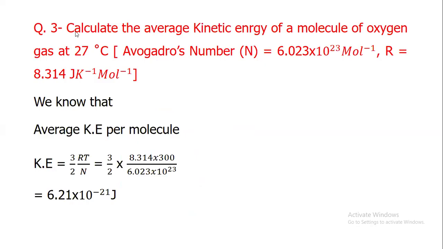Third, calculate the average kinetic energy of a molecule of oxygen gas at 27 degrees Celsius. Avogadro's number is 6.023 × 10^23 per mole, and R is 8.314 joule per Kelvin per mole. We know that average kinetic energy per molecule is 3RT over 2N. So substituting the values of R, T and Avogadro's number, we get 6.21 × 10^-21 joule.